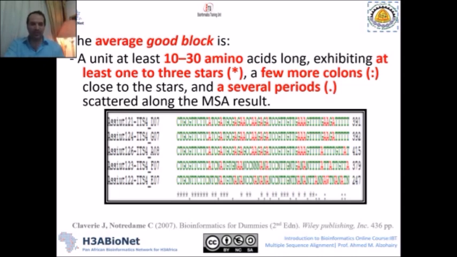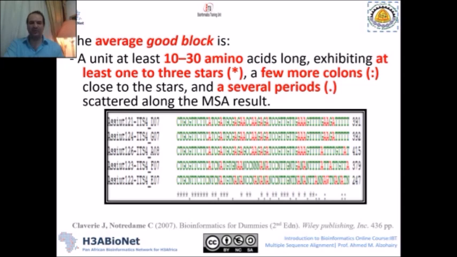So for an average good block, if you look at the multiple sequence alignment and you can see a good block, a unit of 10 to 30 amino acids, exhibiting at least 1 to 3 stars, a few more colons, and several periods, this is a very good block.